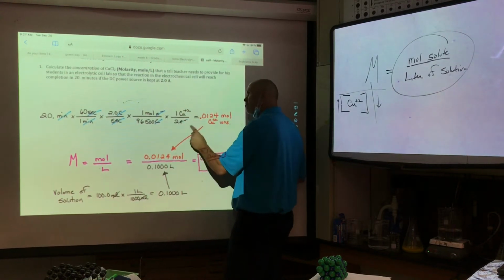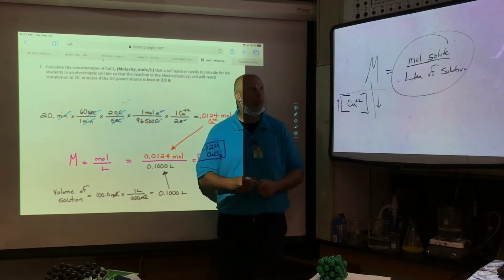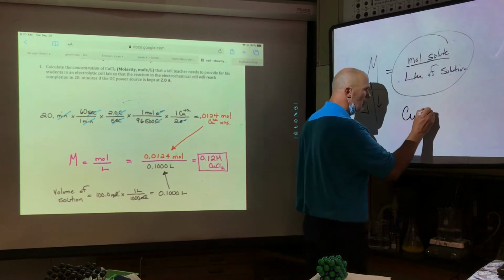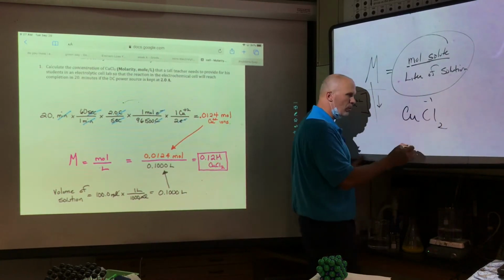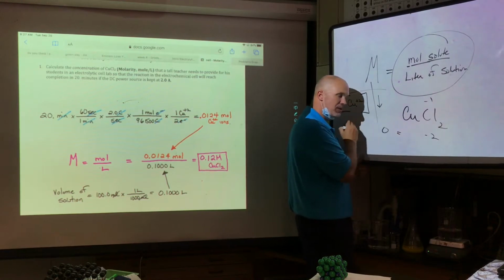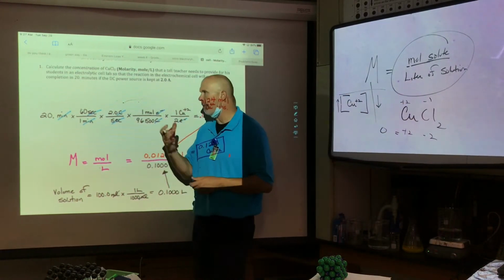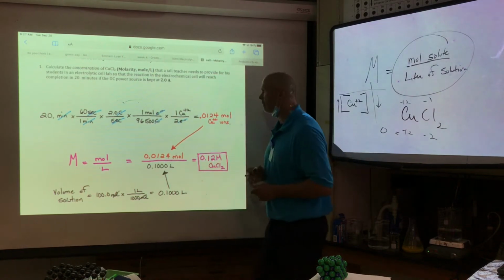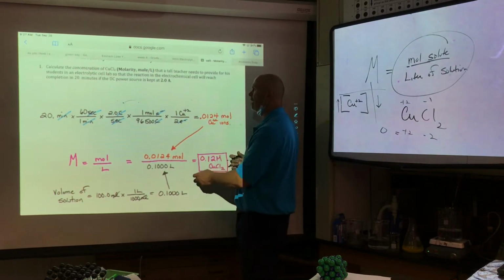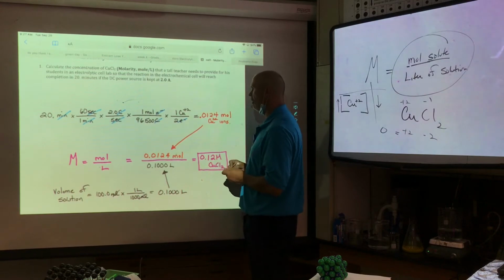How do I know it's 1 to 2? Isn't it copper chloride? -1 for the chlorine, -2 overall. The whole thing has to be 0. Copper is +2. How does copper +2 become copper 0 at the cathode? It must be gaining 2 electrons. Half reaction. And what's that give me?